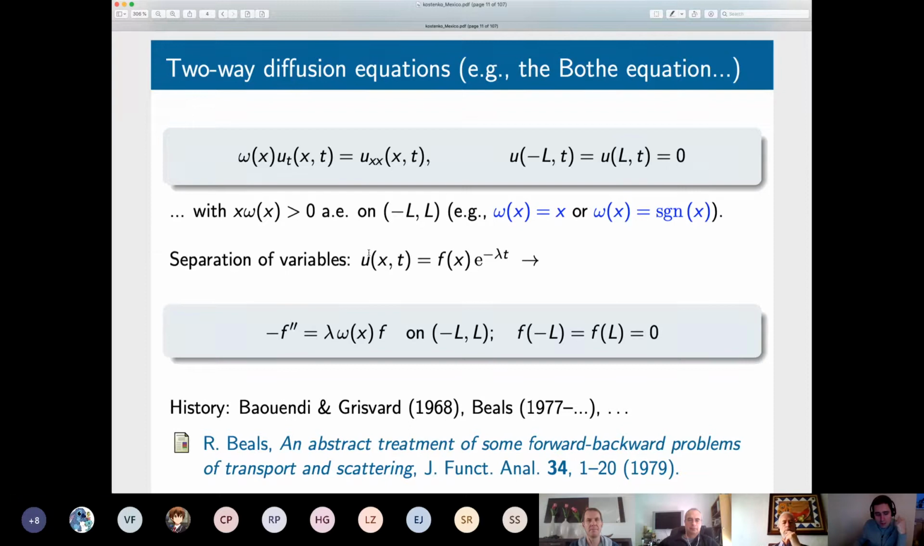And actually, all the business started from this seminal paper by Richard Beals. The main issue here is that if you consider this equation in the L2 space, because omega is indefinite, the natural choice of Hilbert space is L2 with weight modulus of omega instead of omega. Then the corresponding spectral problem is not self-adjoint, and one is interested in basis properties of eigenfunctions for this problem. But I'm not going to touch this issue at all.